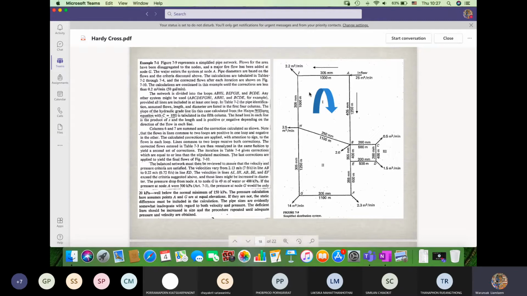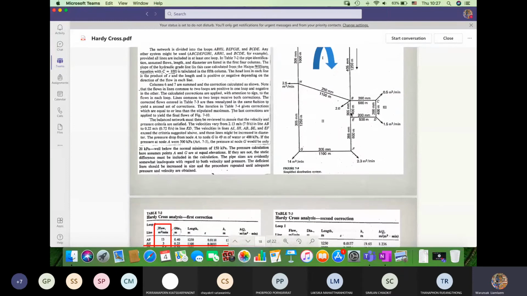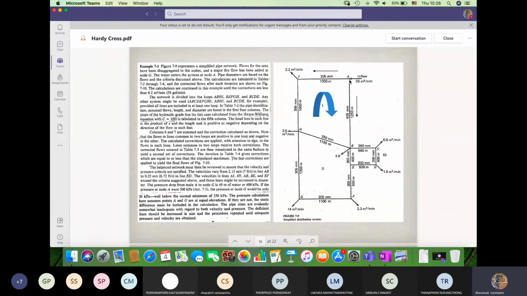If you want to determine the flow rate in each pipe, you have to follow the method called Hardy-Cross. According to the method, when you do the analysis, you have to consider the flow through the pipe. You have to first assume flows in the pipe, for example, at point A.